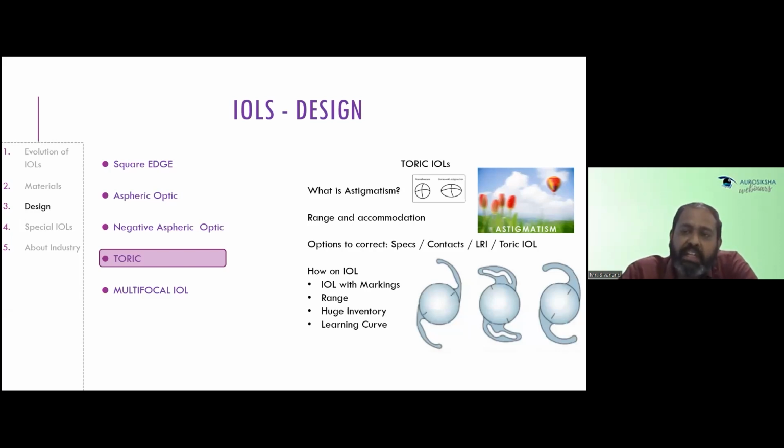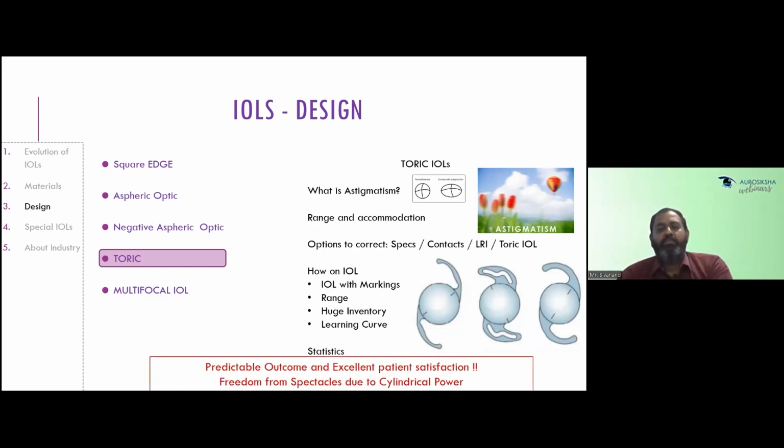But the statistics is that almost 30% of the patients have cylindrical power, and they will benefit significantly with the use of toric IOLs, because there are good possibilities to get rid of the glasses after surgery with the toric IOL, and that makes a hell of a lot of difference to the quality of life of the patient.